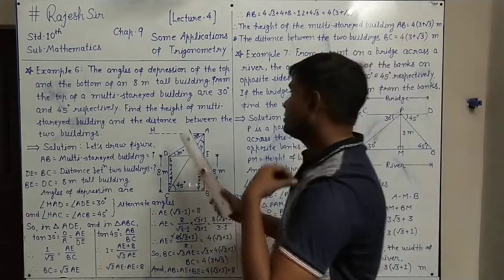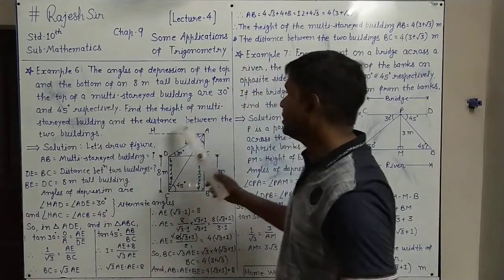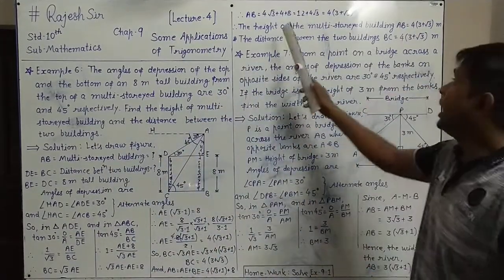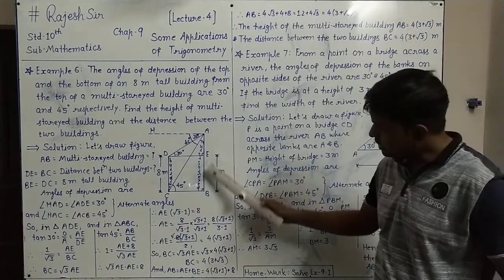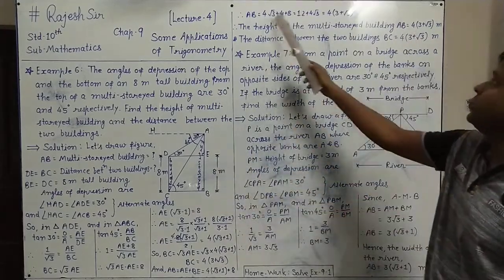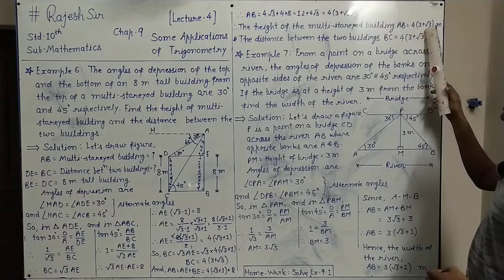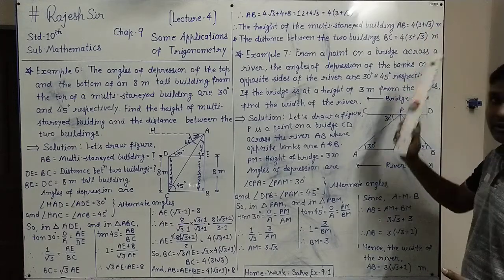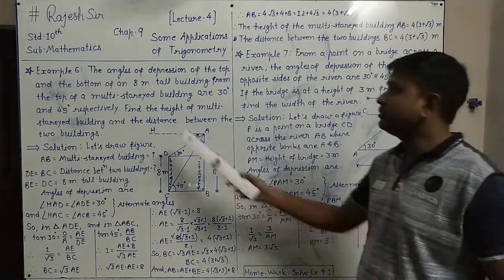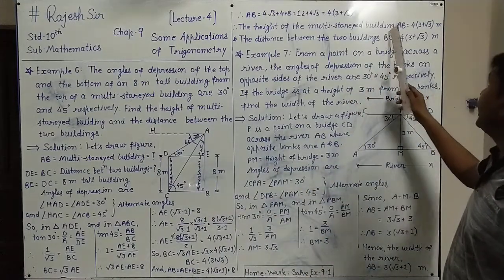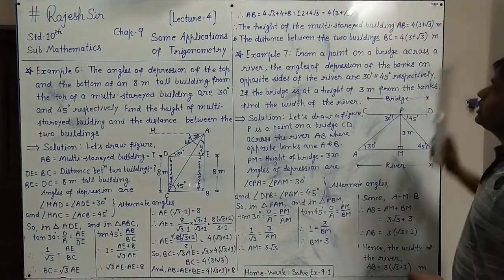So now, what were the questions? The height of the multi-story building and the distance between the two buildings. The height of the multi-story building is AB, and this AB we have found as 4 into 3 plus root 3. In meters we will write because the question is given in meters. So this is the height of the building, 4 into 3 plus root 3 meters.